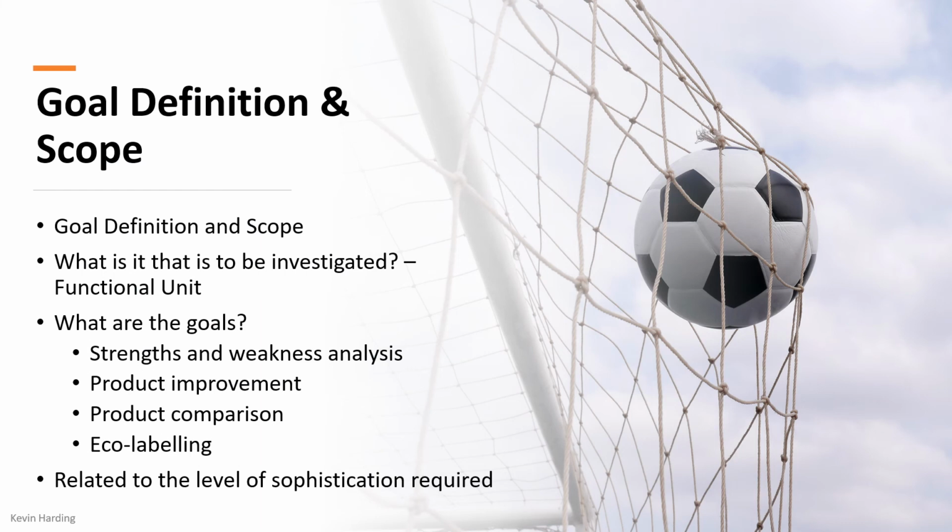The first block on the top left was the goal definition and the scope. Basically what this says is, what exactly are you looking at? Is it 1 kilogram of biodiesel? Is it 1 liter? Is it 1,000 liters? What exactly are you going to include in your study? Are you including cradle to grave, which you should be including? Is there something that you're not going to include?